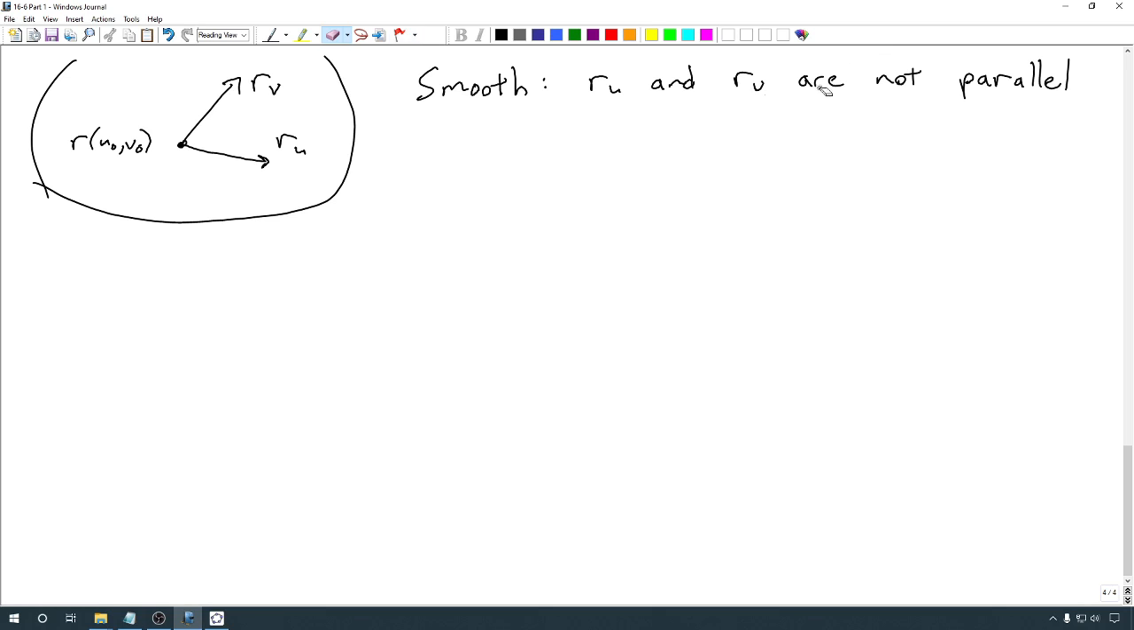And let's make that v look more like a v and less like a u. I want to keep those separate. This is a v.